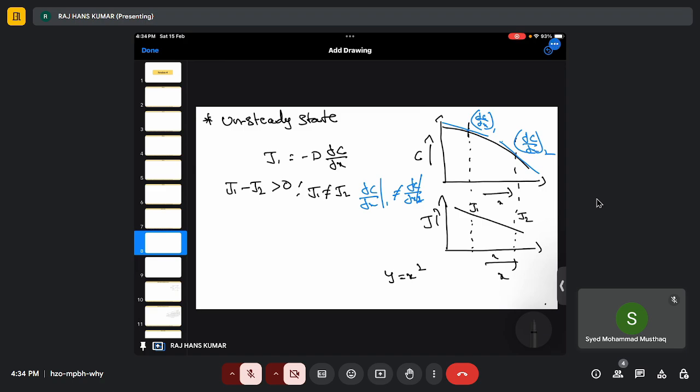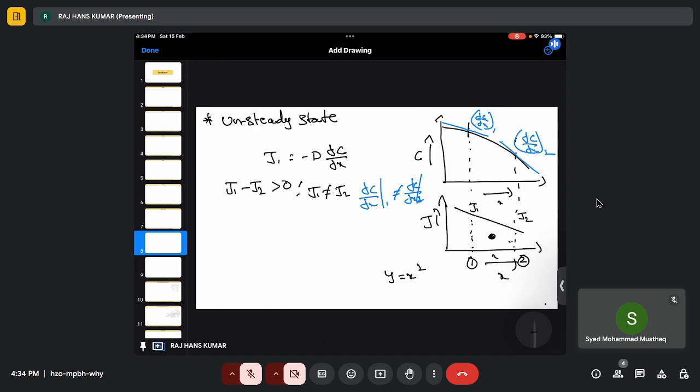Now, okay, yeah, if J1 minus J2, if J1 is greater than J2, then there is a net accumulation, right? For example, the flux flowing at 1 is greater than flux flowing at 2, right? That means something is getting changed. The flux is getting decreased from 1 to 2. That means the number of atoms passing from 1 is greater than the number of atoms passing from 2. That means some amount of atoms are getting accumulated, right?